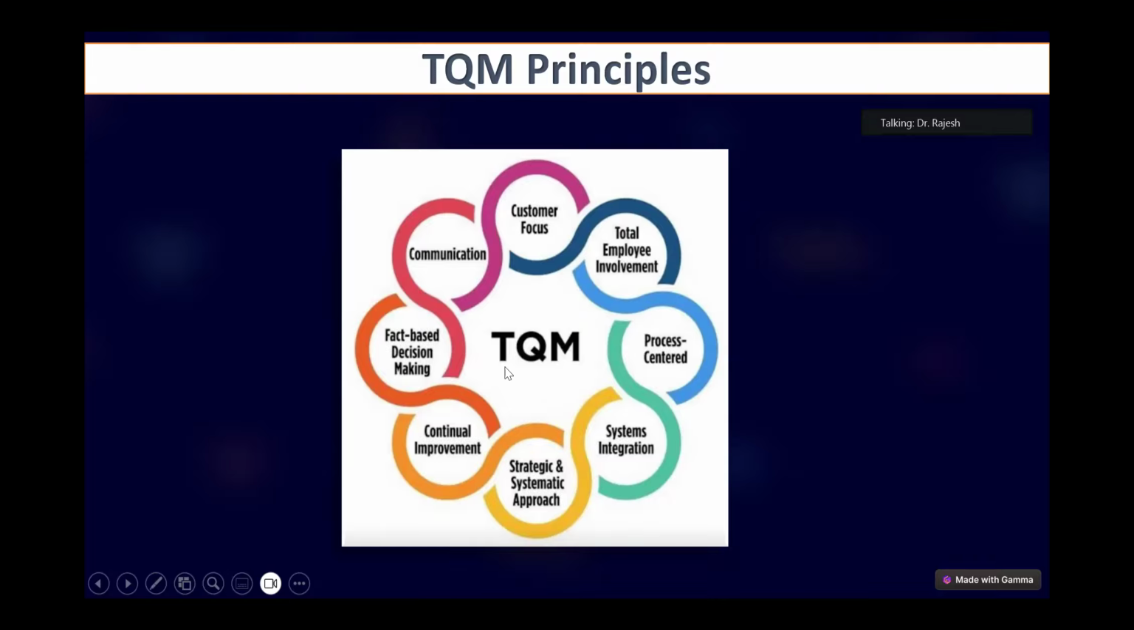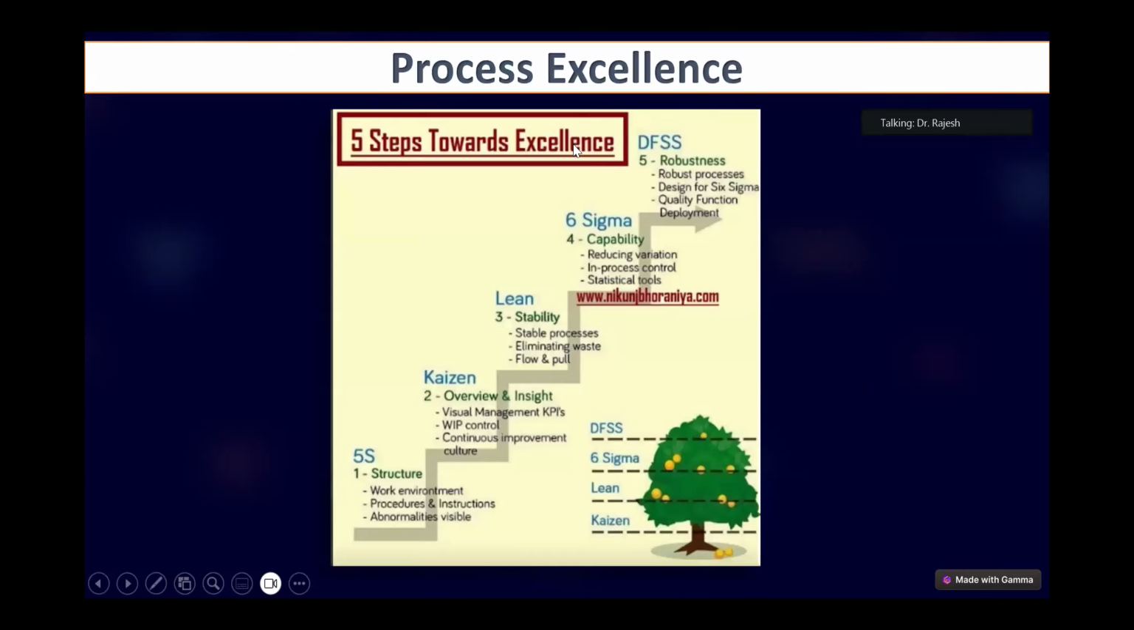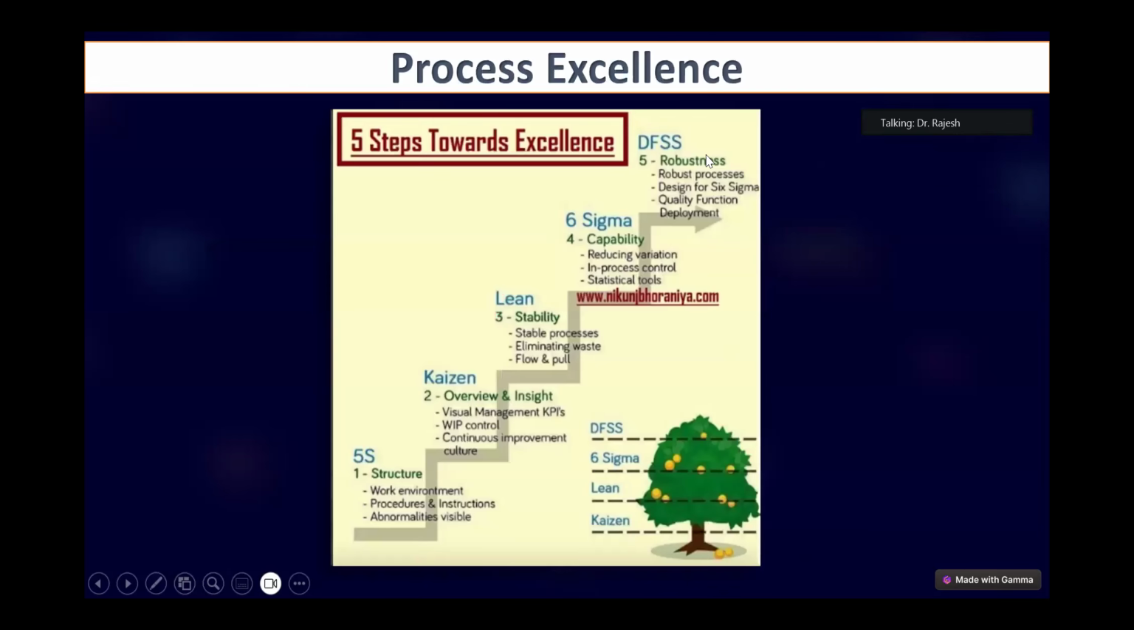Always think of TQM as involving the employees, right? You have to include all the people involved in that particular process to make TQM successful. This is very important on the TQM side. And this we already know: how to create a Pareto chart. If I identify my top problems, then we solve them using the 80-20 rule, and based on that we create the Pareto chart. I think everyone knows about the Pareto chart. If not, I'll share it. We already covered Pareto, right?